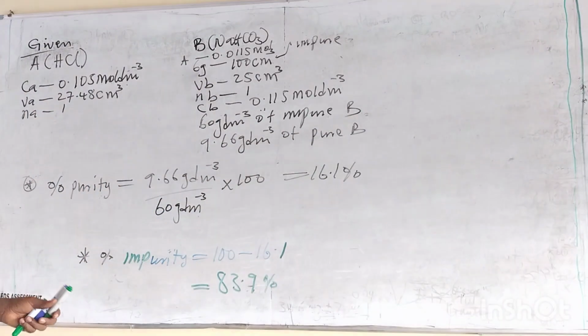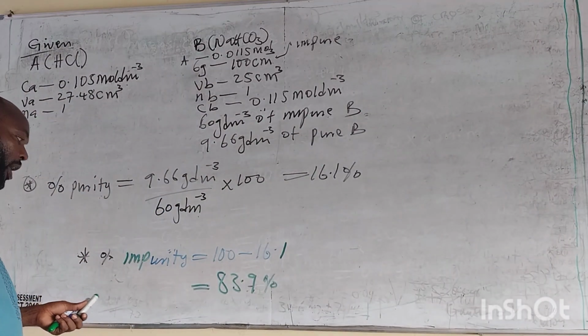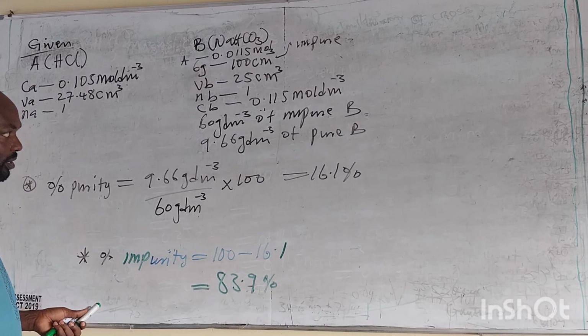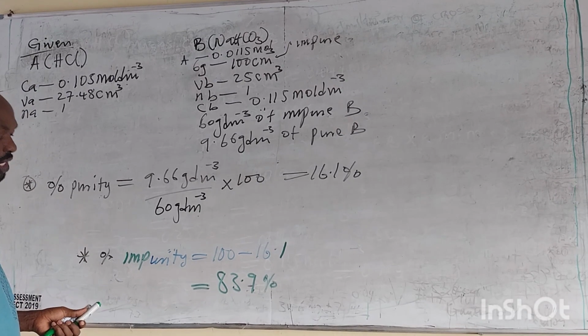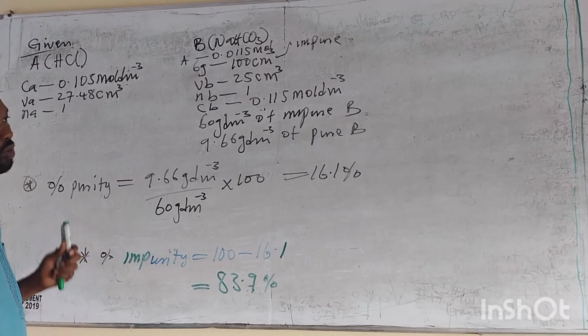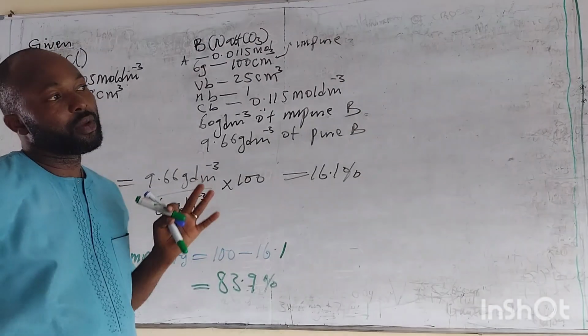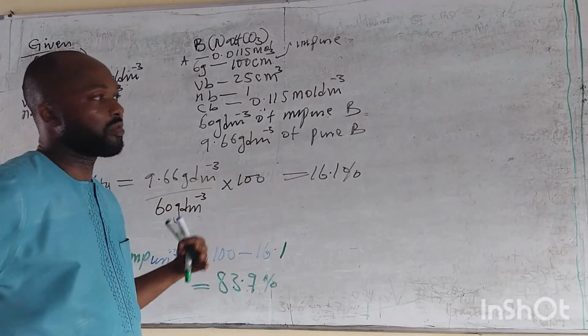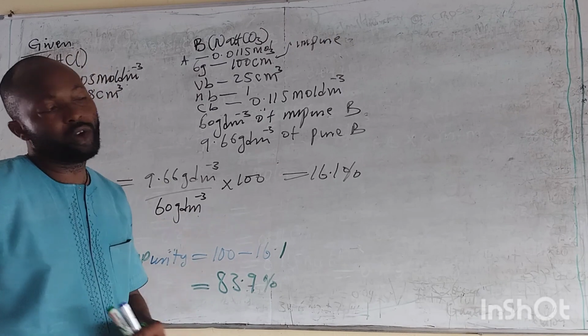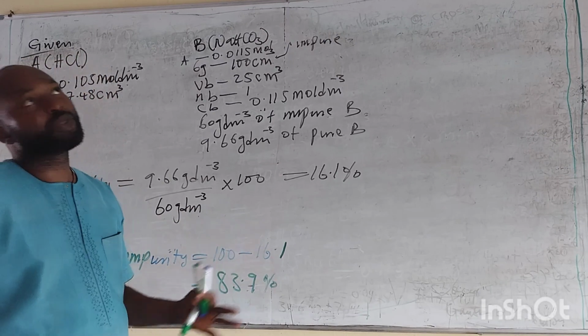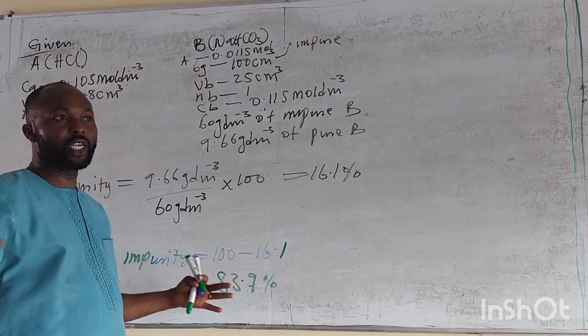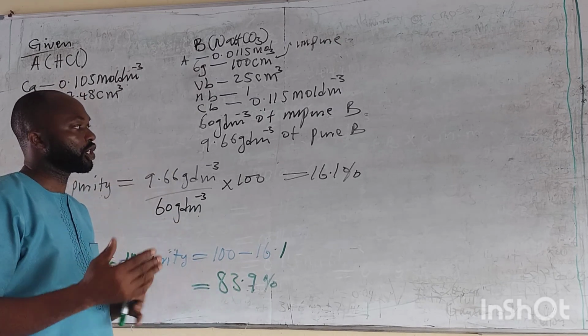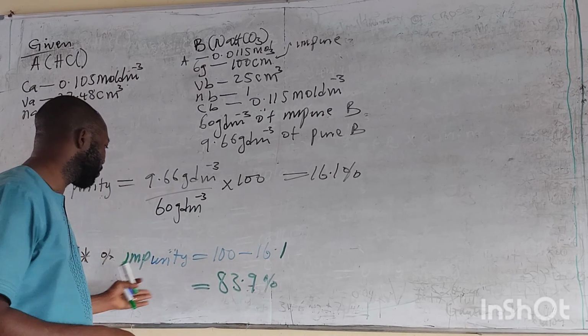So we've done justice to all the questions required. Don't forget, percentage purity is equal to mass concentration of pure sample over mass concentration of impure sample times 100. From there, percentage purity plus percentage impurity equals 100. You can always change the subject of the formula to get what you want, like we've just done right now.